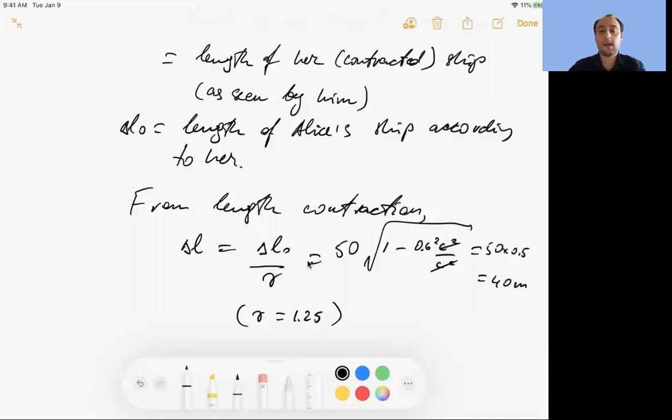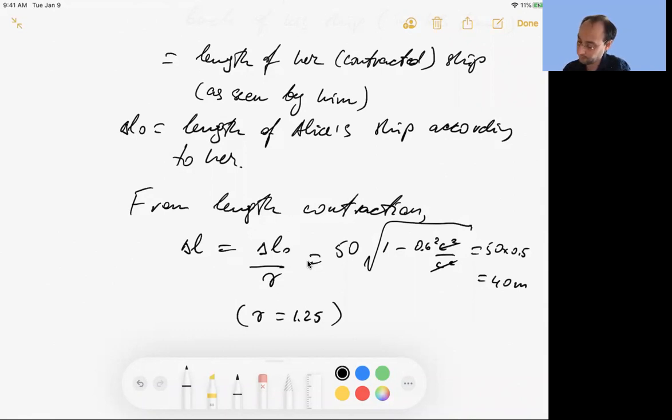Now, here's the key. There are two events. What are the two events? So pause the video and think about it. What are the two events that we have to focus on? The two events are: event 1, the back windows align, and event 2, the front windows align. In Bob's frame, these events happen to be simultaneous, so you could think of them as one event. But we will denote them as two events because they will not be simultaneous in Alice's frame.